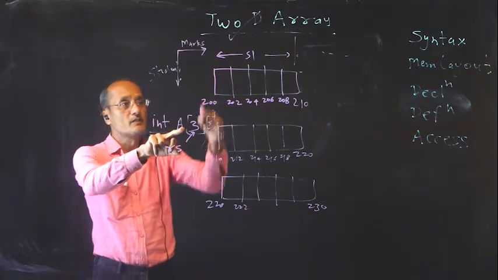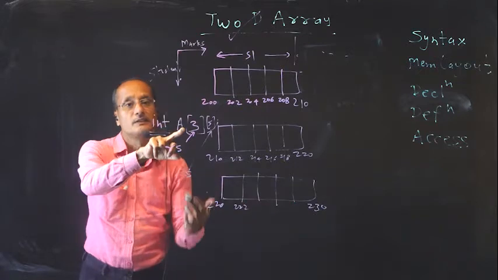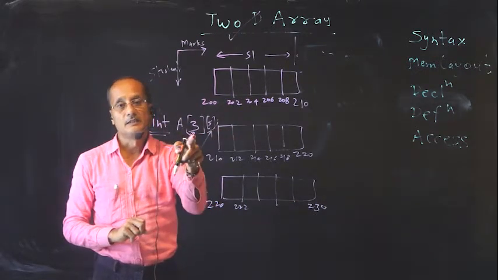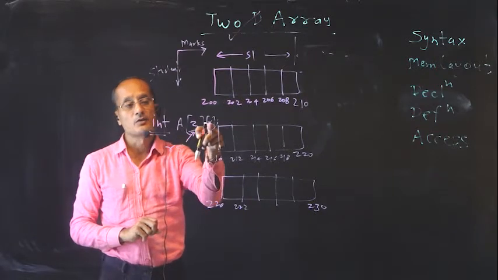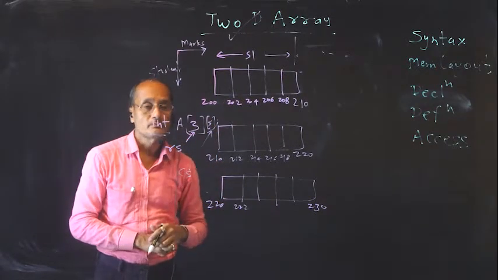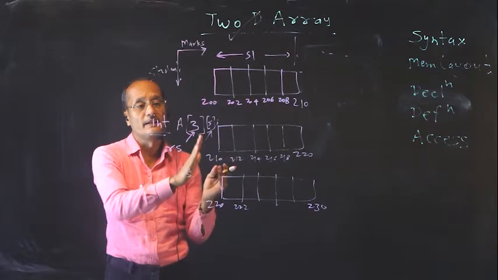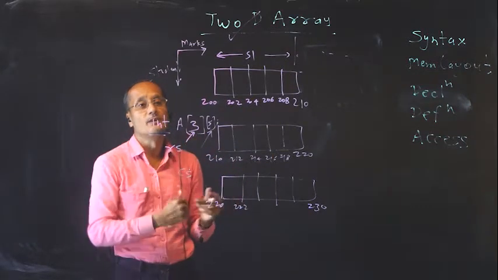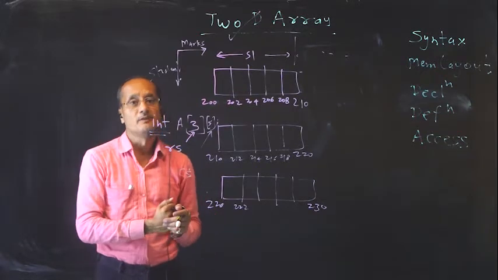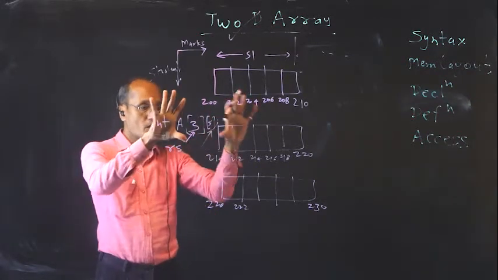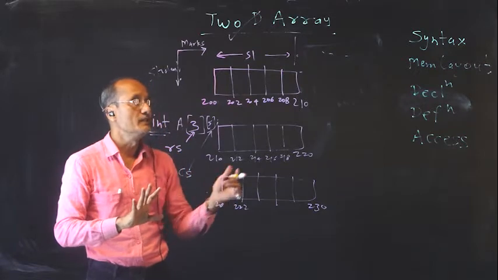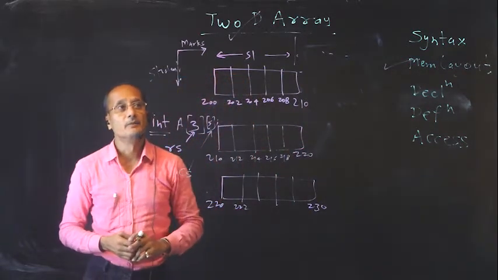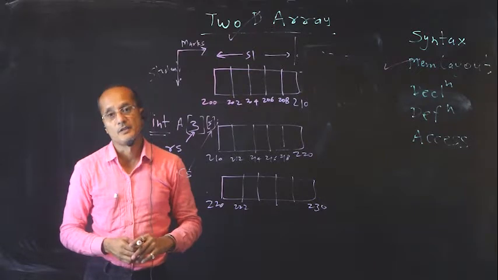Saying A here means all this block together is referred to by the name A. How many rows? 3. How many columns in each row? 5. Since we write down the row size first, it is also called row major form of giving the memory. So in short, what we have discussed is the memory layout. This is what we mean by the memory layout for the two-dimensional array.